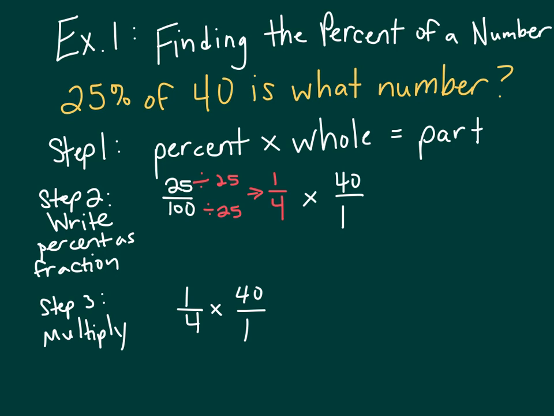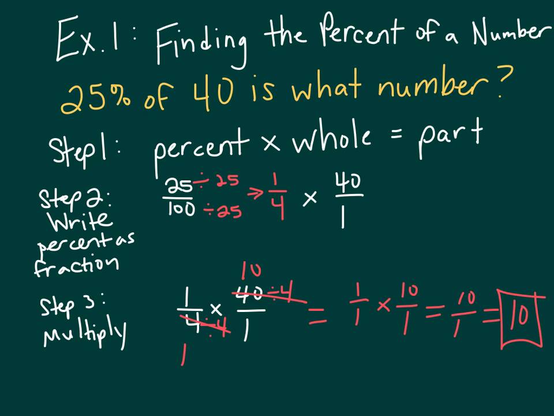And in our last step, after we wrote that percent as a fraction in simplest form, we're going to go ahead and multiply. And just like we have practiced so many times this year, we're going to practice cross-simplifying first. I know that I can divide both of those numbers by 4, and that 4 divided by 4 will give me 1. 40 divided by 4 will give me 10. So when I rewrite that, I have 1 over 1 times 10 over 1, which we know is the same thing as 10 over 1, which is equal to 10.